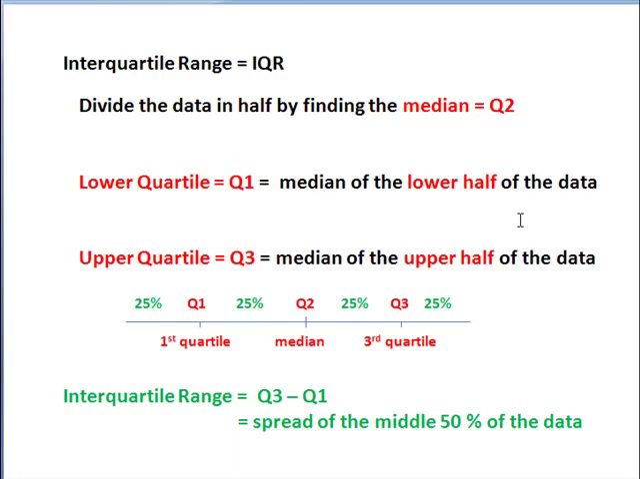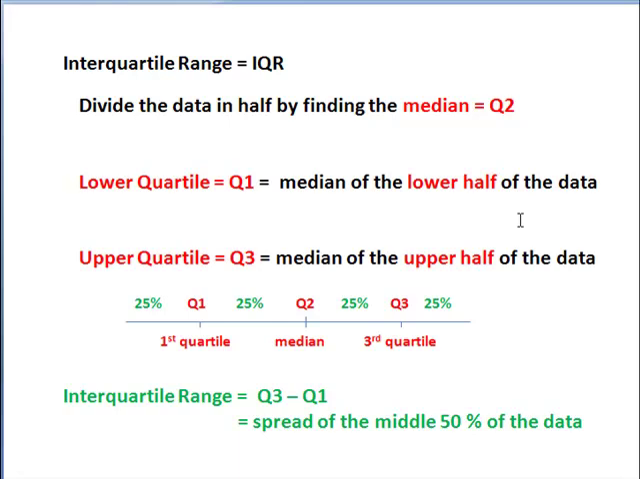So, on the way to defining this better statistic to measure the spread of the data, we take a step back and think about how to provide a little bit better description of the data than simply quoting the median. The median cuts the data in half. 50% is on either side of the median. Well, let's go a step further. We'll cut the data in half again.